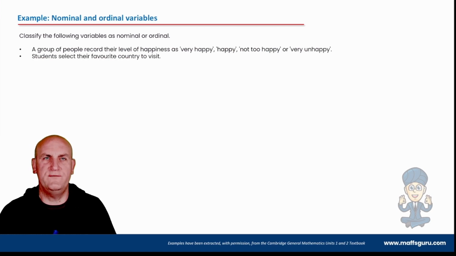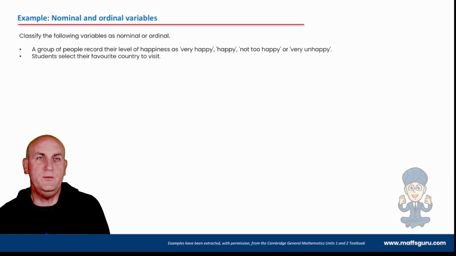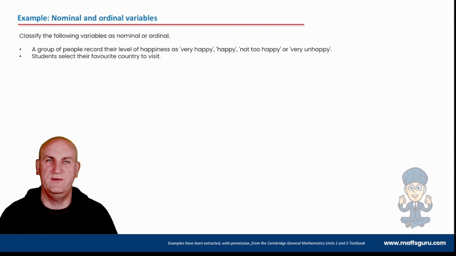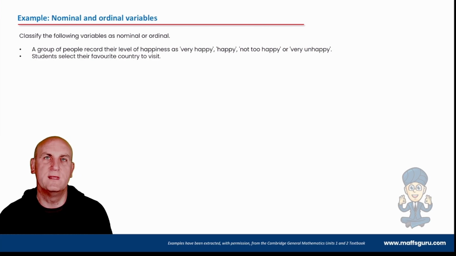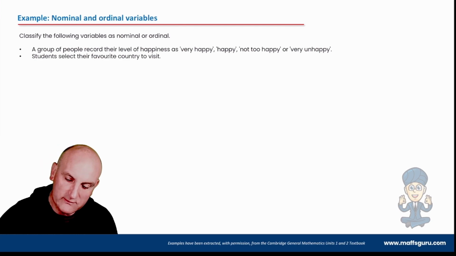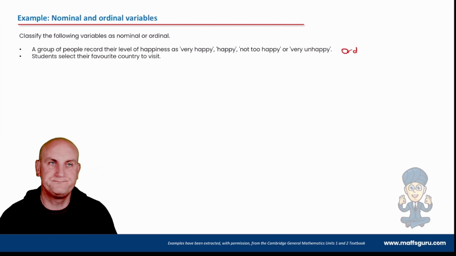Classify the following variables as nominal or ordinal. Now remember, nominal, no order, or ordinal has an order. A group of people record their level of happiness as very happy, happy, not too happy, or very unhappy. Now again, because of the way the English language is structured, if we saw that in a survey, we would know that there would be some sort of order to that one. So in which case, I'm going to say that is ordinal.